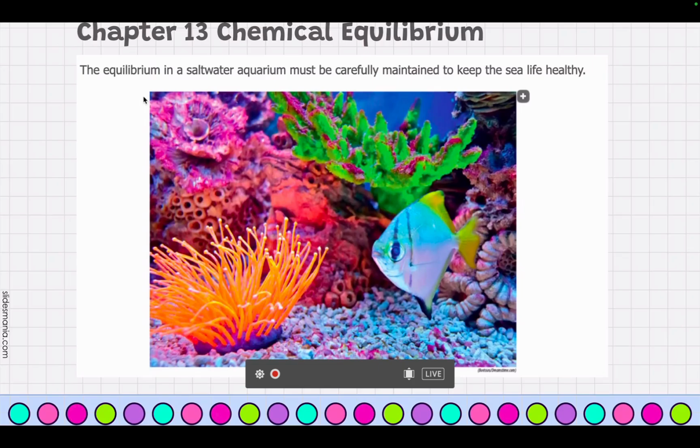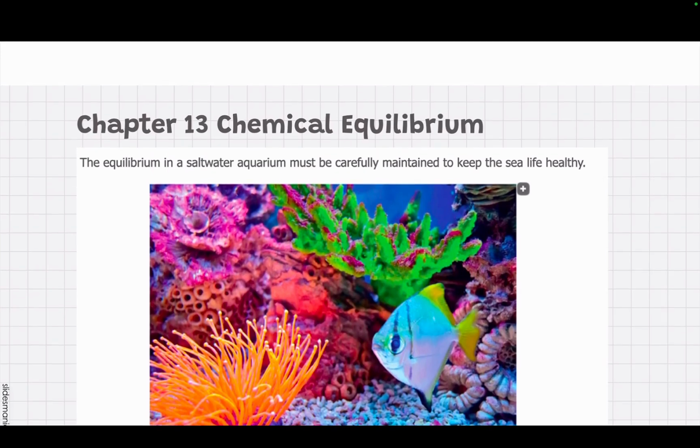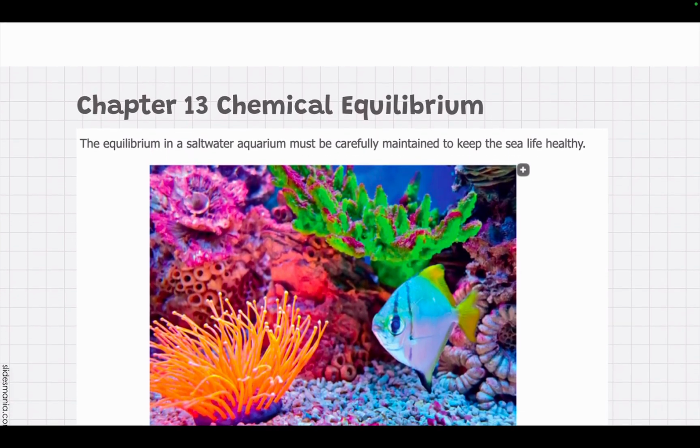Hi, this is a video where we are going to be covering sections 13.4 to 13.6 in Zumdahl. This is going to be looking at equilibrium and some of the calculations that we do with equilibrium.